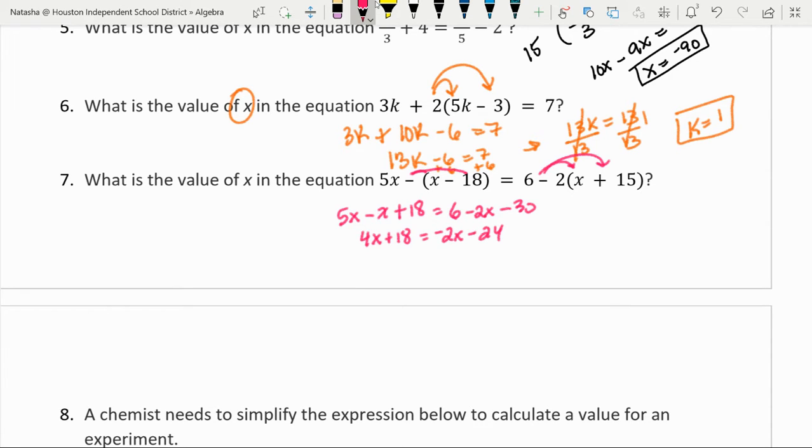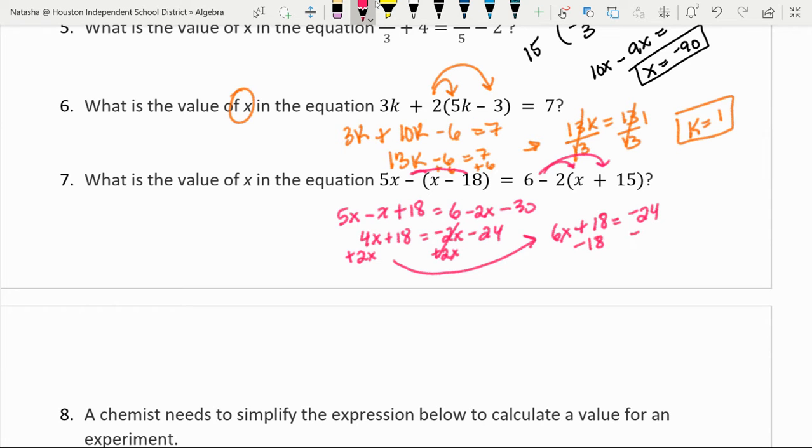I'm then going to move. So I'm going to add 2x to both sides. I don't know why I said 7. This is going to become 4, 5, 6x. I made a mistake in the last video and said that this was 7. So that's why I think I made the mistake of saying 7 again. So 6x plus 18 is going to be equal to negative 24.